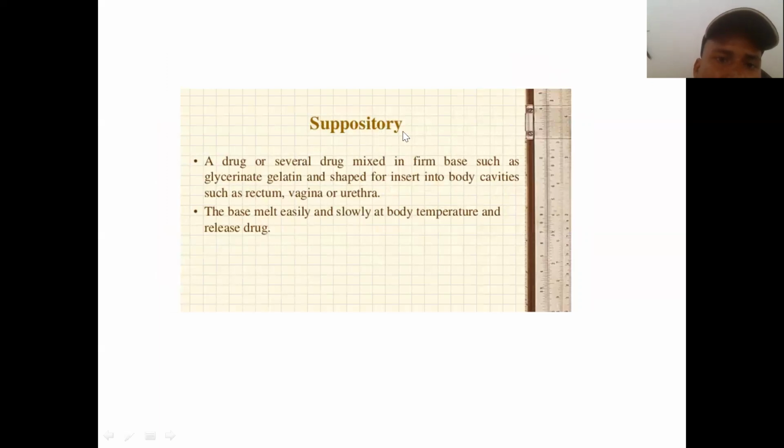So next is suppository. It is a very important medication, in which a drug or several drugs are mixed in a base. The drug is mixed with the base because it melts easily at body temperature. This base may be glycerinated gelatin and is safe for insertion into body cavities such as the rectum, vagina, and urethra. So these are the sites in which suppositories are used. The base melts easily and slowly at body temperature and releases the drug.